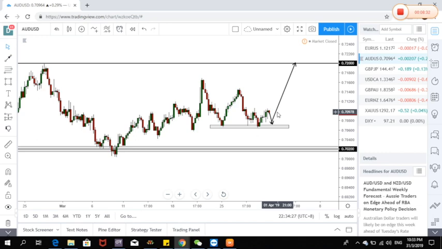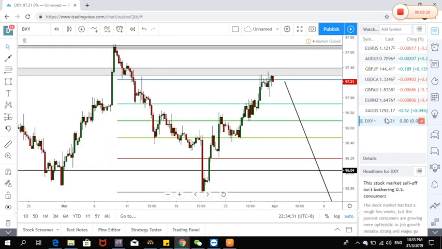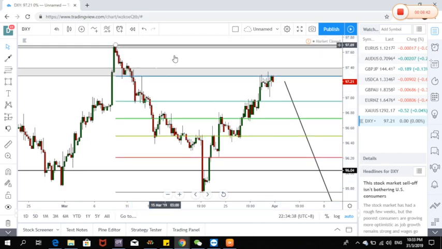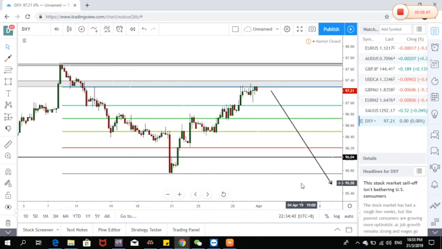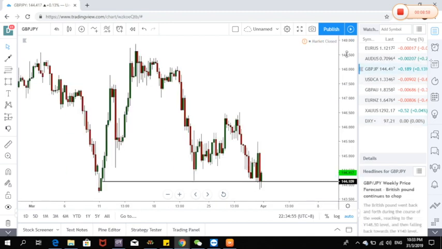NZD dollar, GBP dollar, because I have already been telling you that the DXY is on a bearish movement. We have a good potential bearish movement for the dollar index. So overall, euro dollar and AUD dollar will all have the same movement as well, right? So let's move on to GBP JPY.